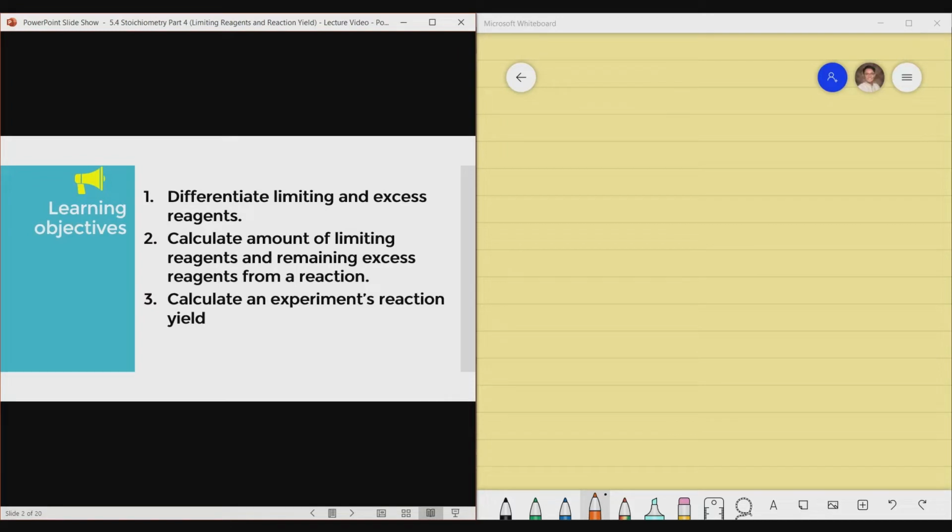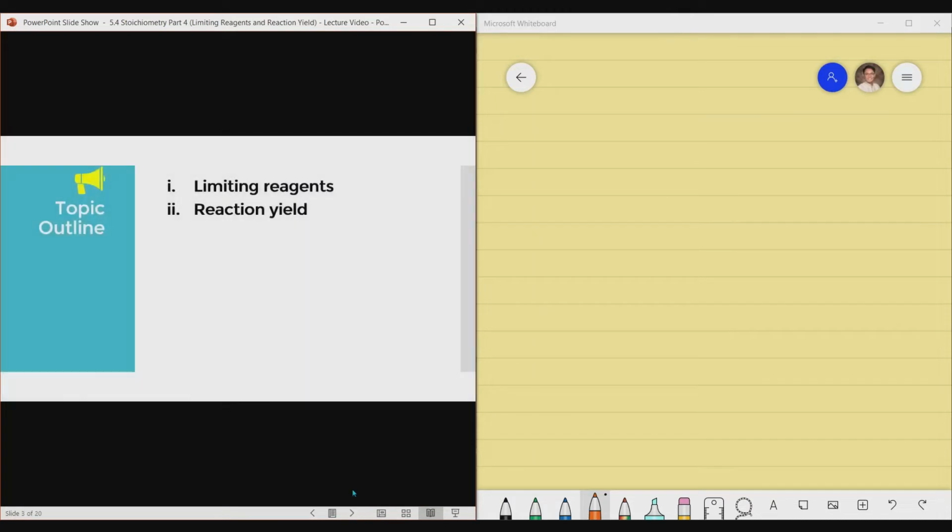The learning objectives are: first, we need to differentiate limiting and excess reagents. Second, calculate the amount of limiting reagents and remaining excess reagents from a reaction. Third, calculate an experiment's reaction yield.